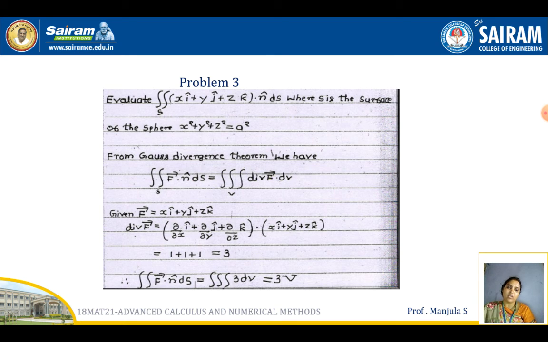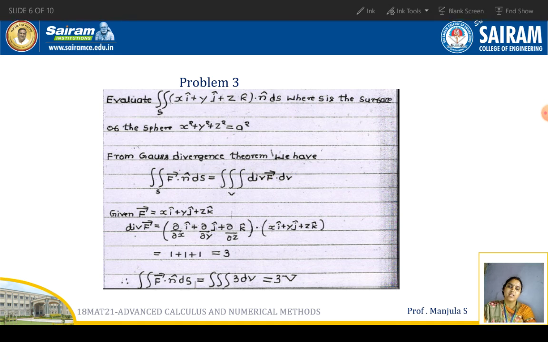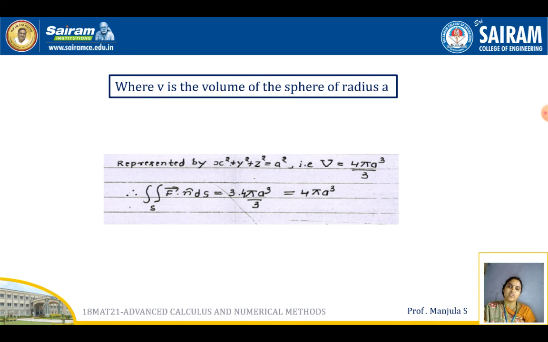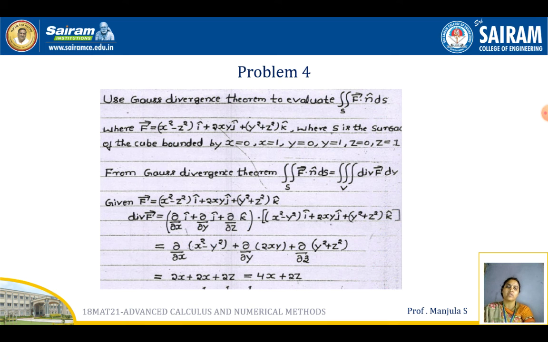Now substitute in the formula: the triple integration of 3 dV. 3 you just take as common. The triple integration over V, where V stands for capital V. Clearly they have given the surface, the region is a sphere of radius a, represented by x² + y² + z² = a². So the volume of the sphere is 4/3 π a³. You just substitute that in place of V, and the 3 will get cancelled. So the required solution is 4π a³. This is our required solution.